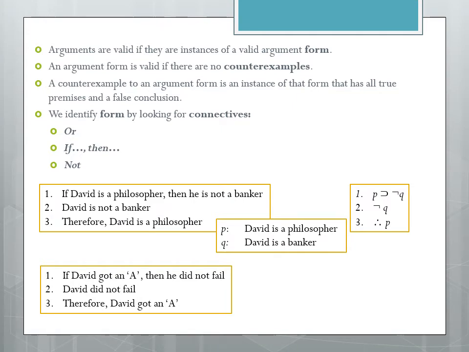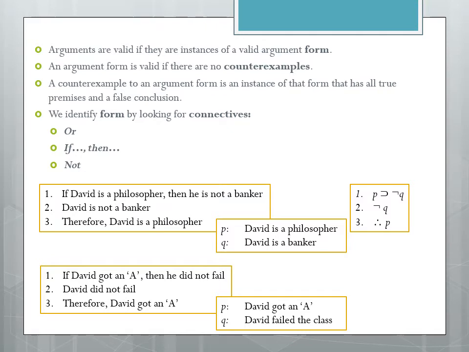So here is the new argument. If David got an A, then he did not fail. David did not fail, therefore David got an A. There are two simple sentences occurring within this argument: David got an A, David failed the exam. So we can allow P and Q to denote these two simple declarative sentences.